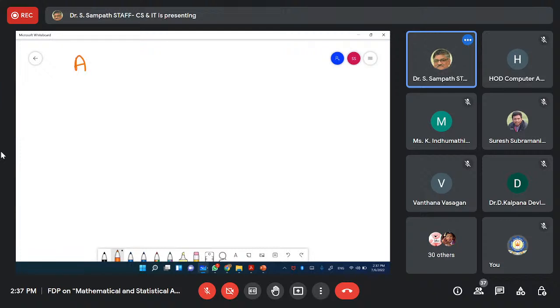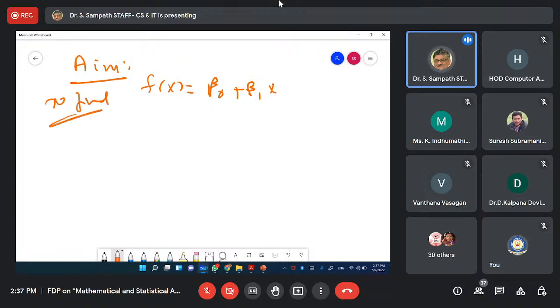I'll put it like this. This is my game. I want to get some function of x, which is beta naught plus beta 1 x. Am I right? This is my x. My aim is to find my beta naught plus beta 1 x. Have you understood? This is my aim.